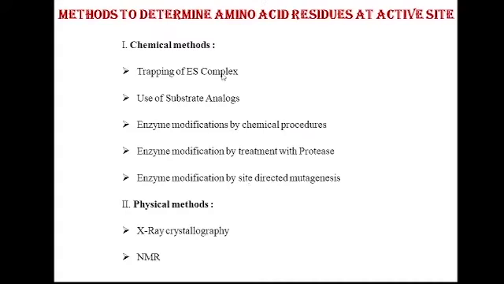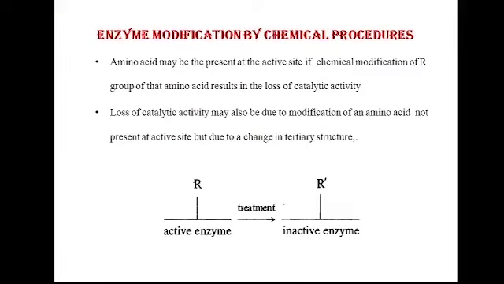of which the trapping of the enzyme substrate complex and use of substrate analogs we have already studied in the earlier lecture. In today's lecture, we shall study the rest of the three procedures, namely enzyme modification with chemical procedures, enzyme modification by treatment with proteases, and enzyme modification by site-directed mutagenesis. The physical methods, namely X-ray crystallography and nuclear magnetic resonance, will be dealt with in the further lectures.